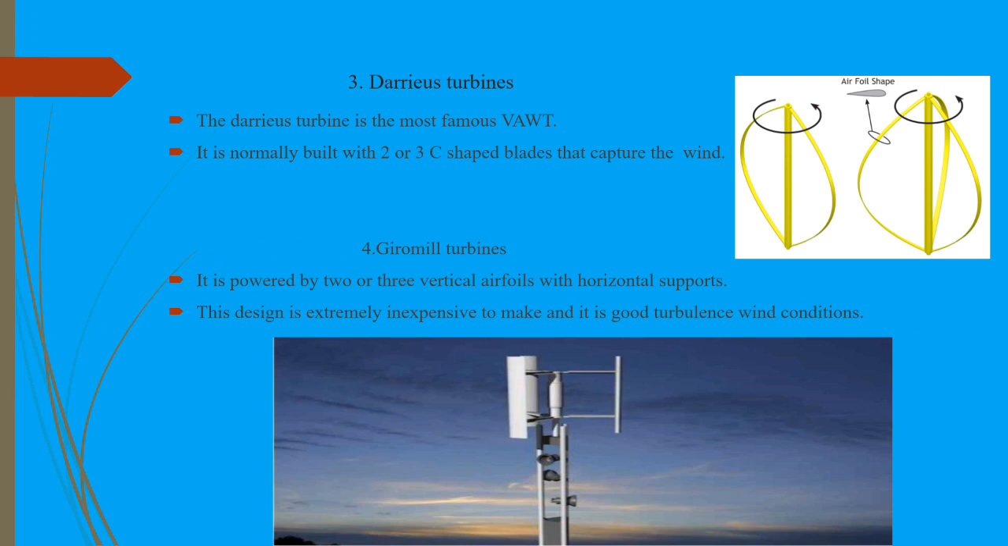The fourth one is the Giromill turbine. It is built with two or three vertical airfoils with horizontal supports. This turbine is extremely inexpensive to make and it is good in turbulent wind conditions.